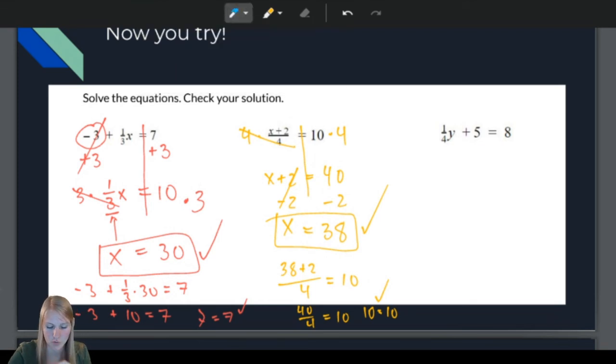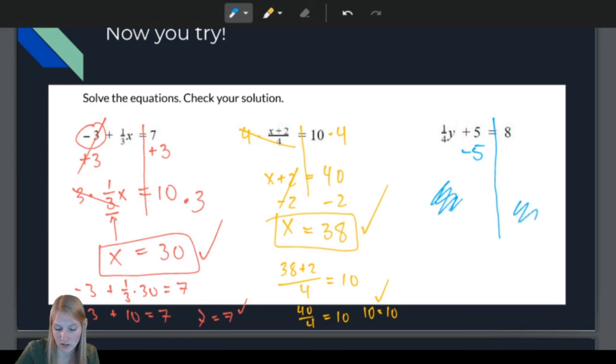Great. Last problem: 1/4 y plus 5 equals 8. We'll look at that. The 5 is the thing furthest away from the variable, and this 1/4 is only with the y. So I'm going to subtract first. Plus 5, the opposite is minus 5. I'm doing it on this side and this side of the equation. So these go away, and I have 1/4 y equals 8 minus 5 is 3.